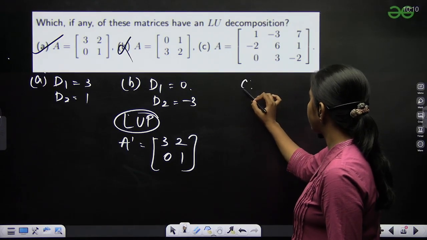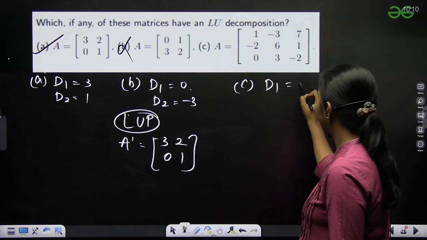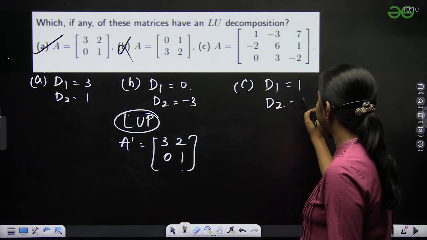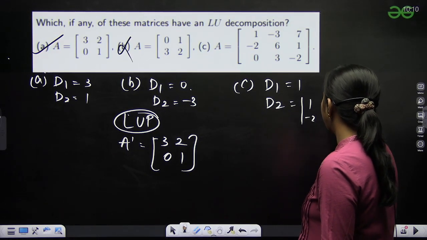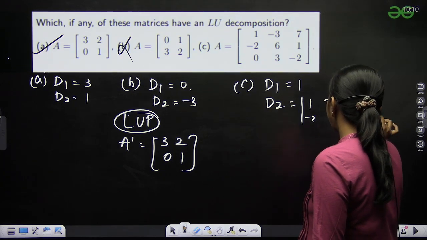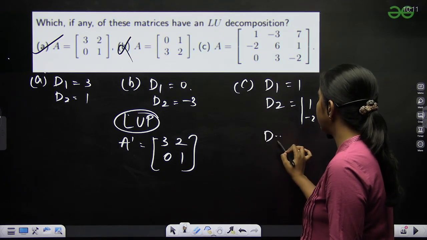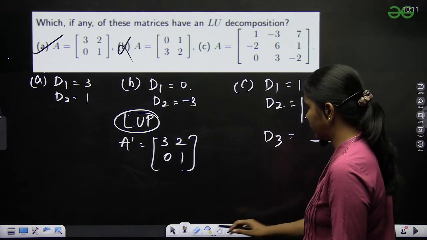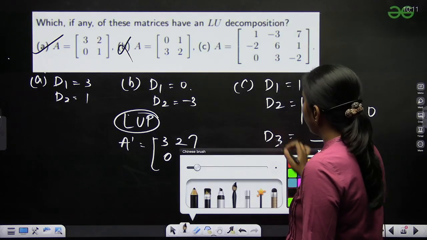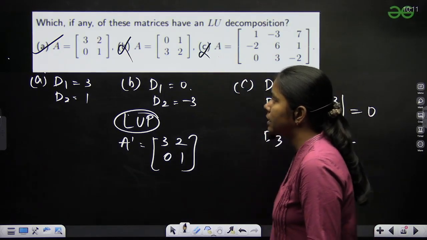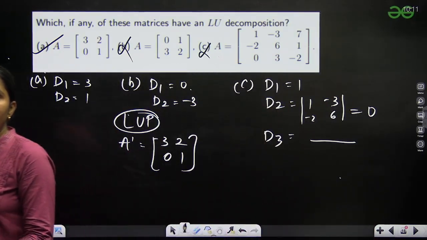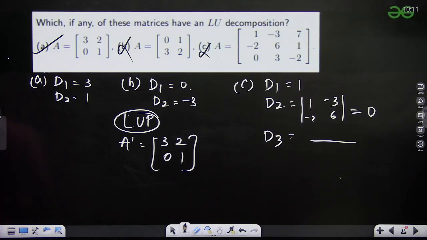Now I'll check for C. D1 is 1. D2 is 1 minus 2 minus 3, 6, that would be 0. Again, it does not exist. D3, you can solve for D3, right? So here LU decomposition does not exist in the C part. So only A would have the LU decomposition.